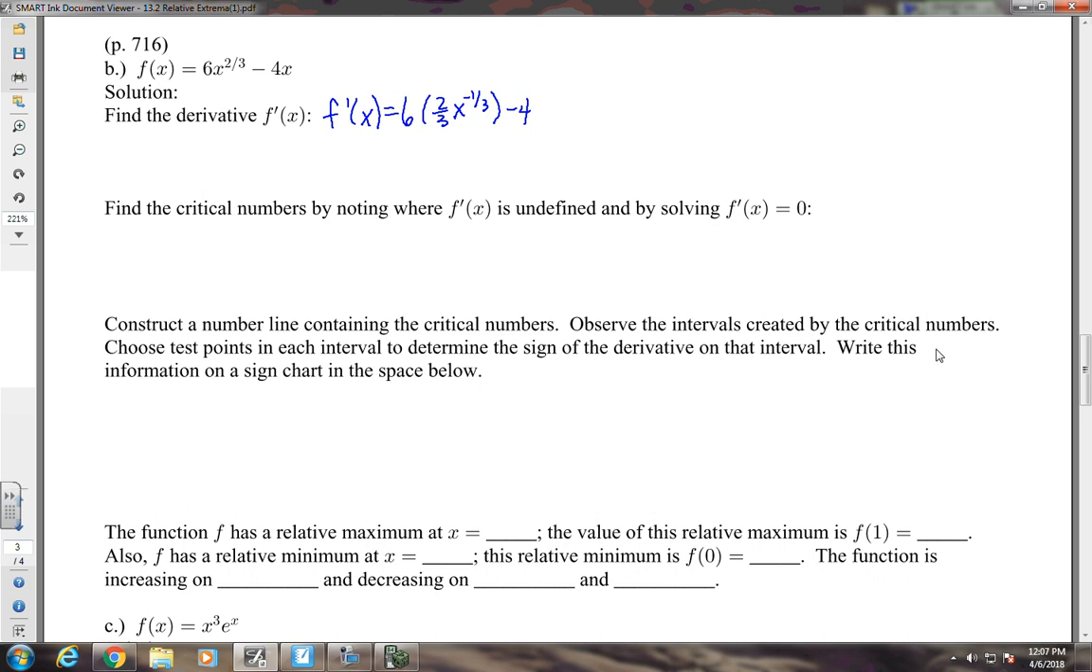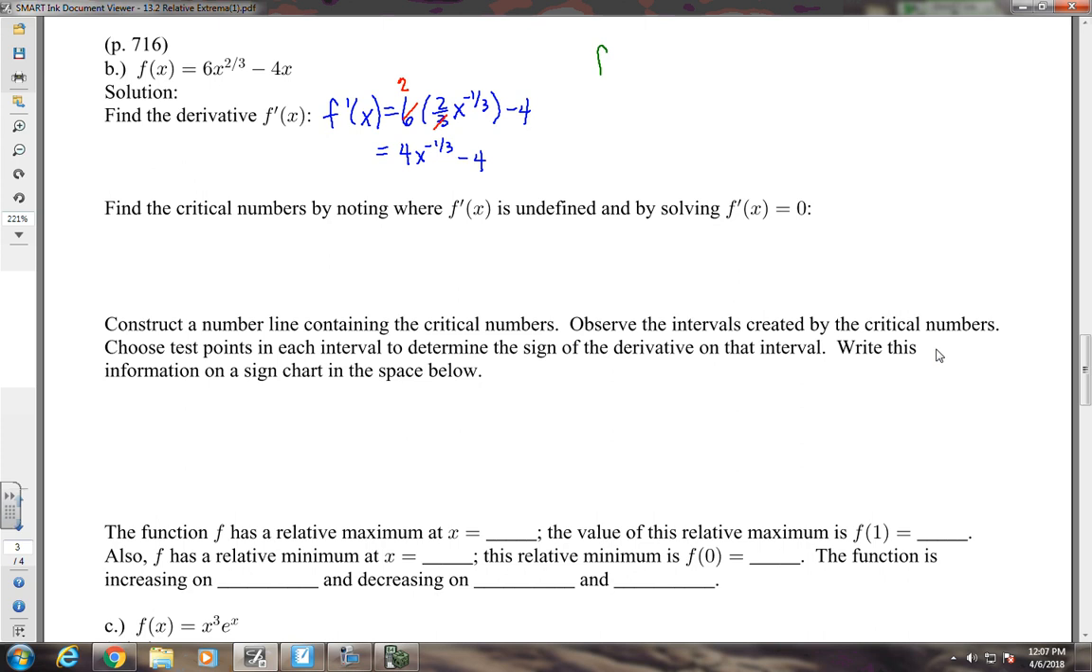minus 4. Multiplying 6 times 2/3, let's see, 3 goes into 6 2 times. That leaves behind 2 times 2, or 4x to the negative 1/3 minus 4. So there's our derivative. Now you can leave it like that, or you can view your derivative some other ways, depending on what makes most sense to you.